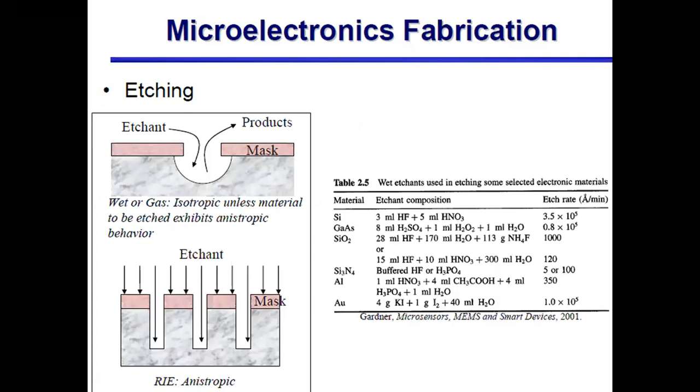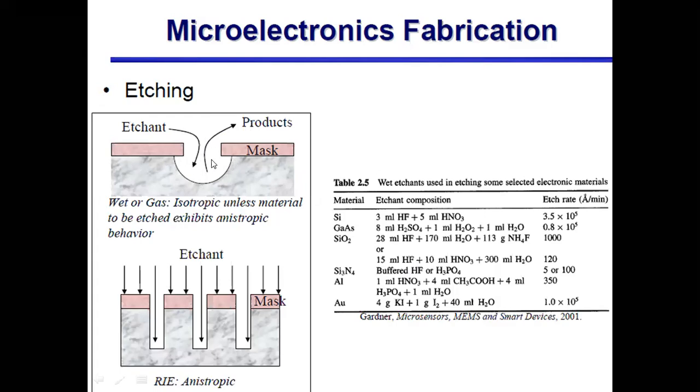Normally we have two types of etching, isotropic etching and anisotropic etching. In isotropic etching, the rate of etching would be the same in all directions. In this direction, in this direction, in all directions, the rate of etching would be the same.